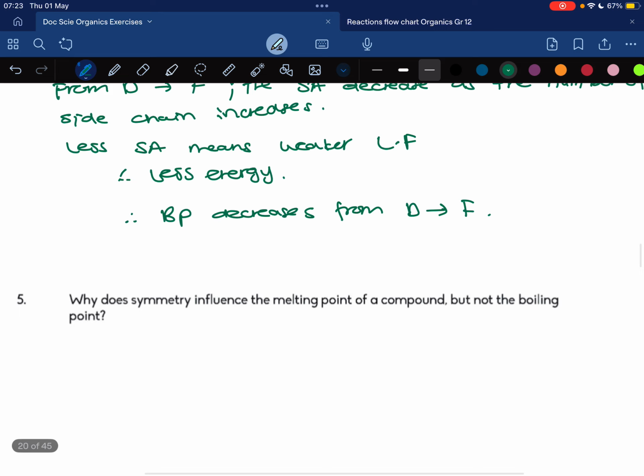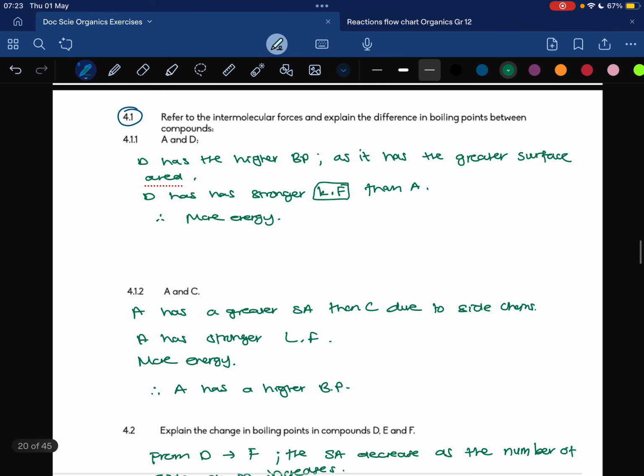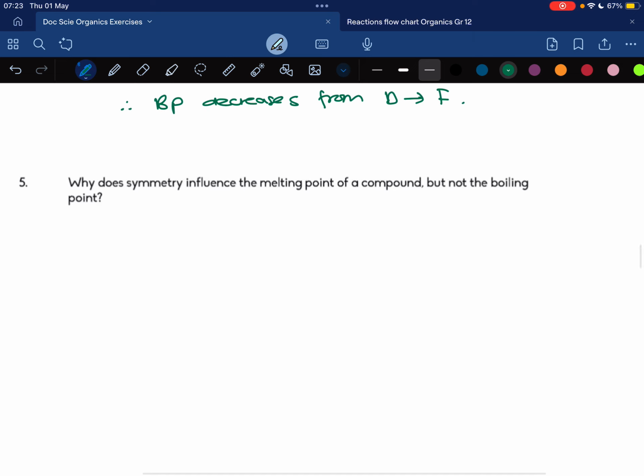Okay, then it says why does symmetry influence the melting point of a compound but not the boiling point of the compound? Okay, so this is not part of the homework. I think I ended at 4. So let's try and answer this question. When we think about the melting point of the compound, remember a melting point is where something exists as a solid and is going to become a liquid. Whereas boiling point is when something exists as a liquid and is going to become a gas.